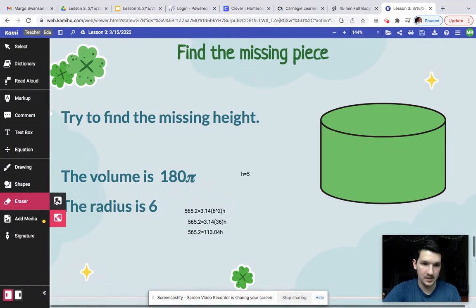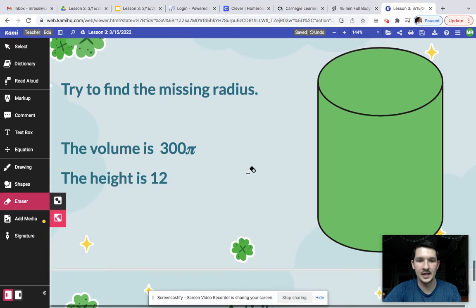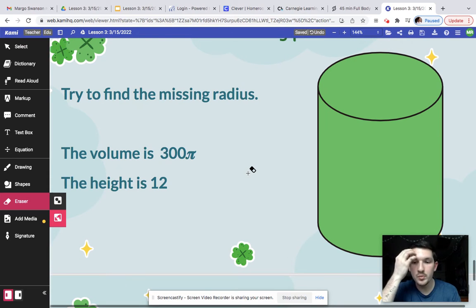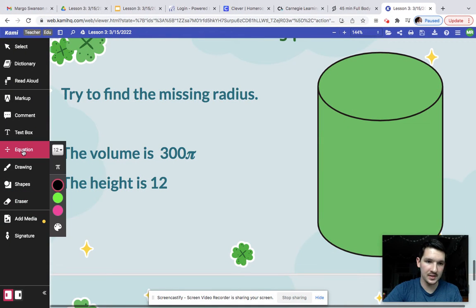I'm going to go ahead and erase. If you have it in pi form, you can solve for pi and then go through and find that h. And the second one says, what if we're missing the radius? Now this one's going to be a little bit more complicated, but let's go through this here.